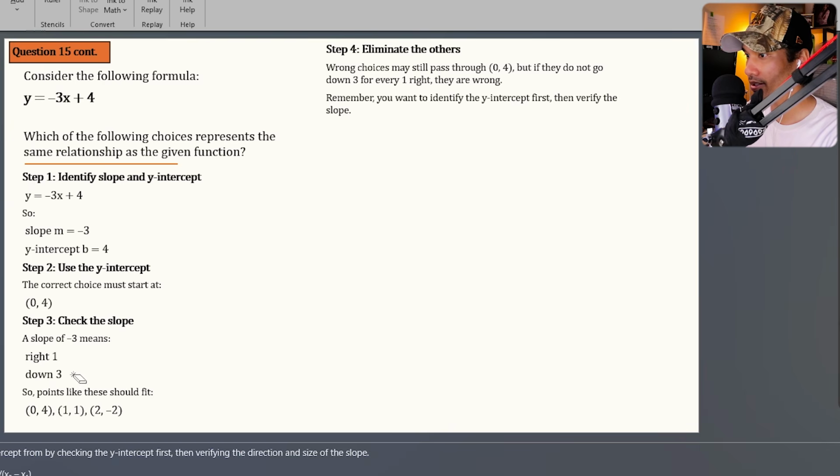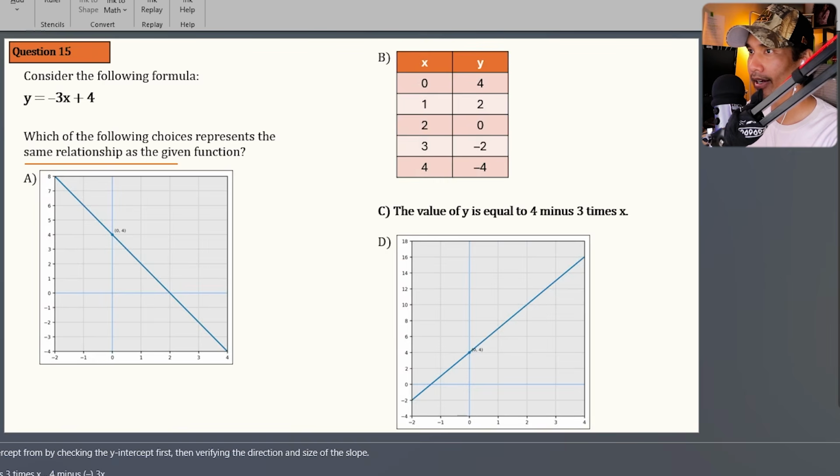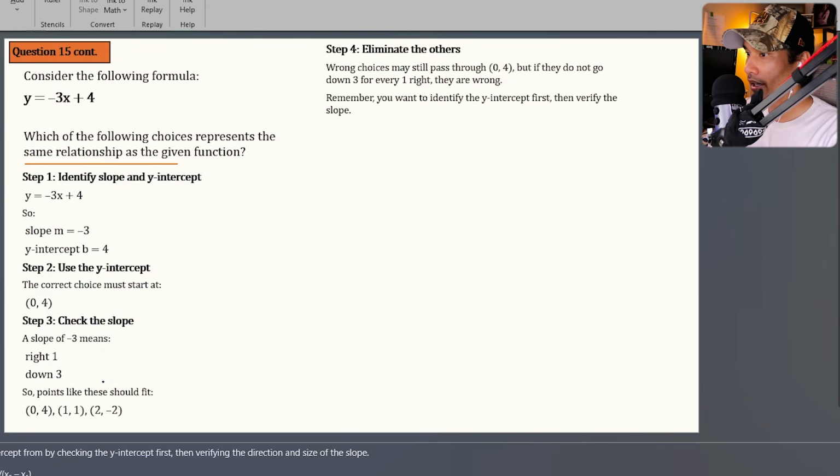And then check the slope. A slope of negative 3 means right 1, or left 1? I guess right 1 like this, and then down 3. So points like these should fit: (0, 4), (1, 1), (2, -2). Wrong choices may still pass through (0, 4), but they do not go down 3 for every one right. They are wrong. Remember, you want to identify the y-intercept first, then verify the slope.